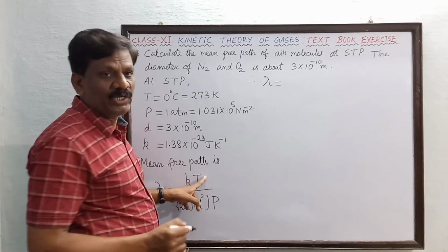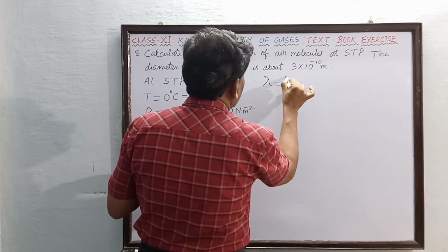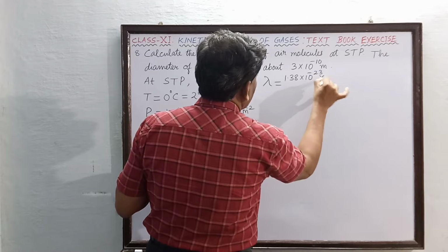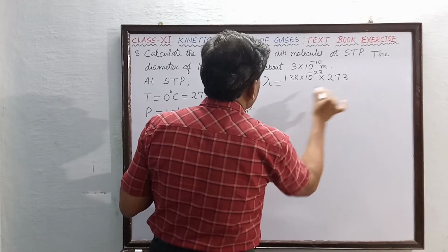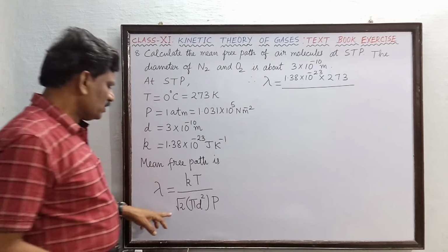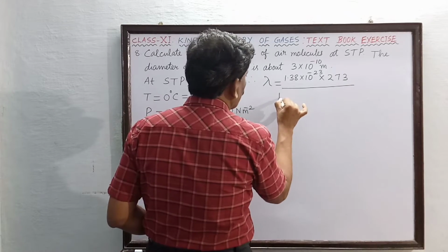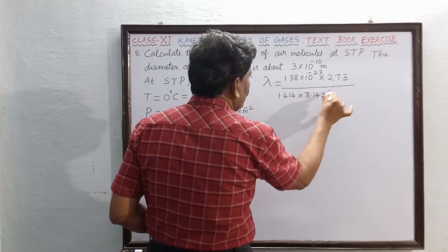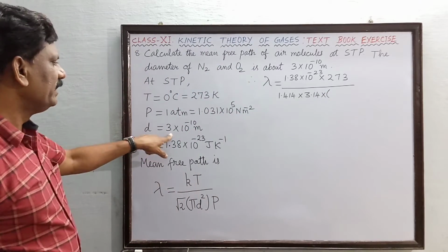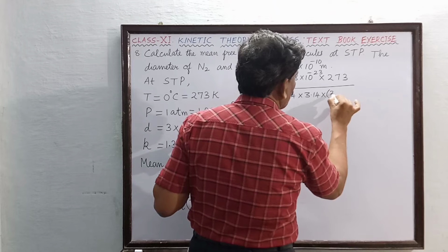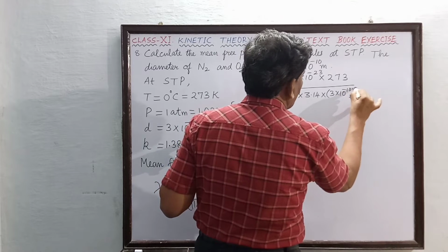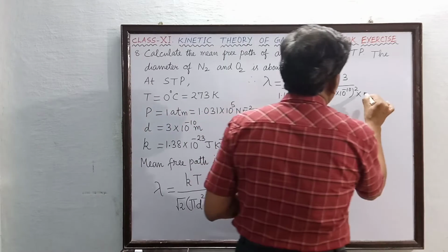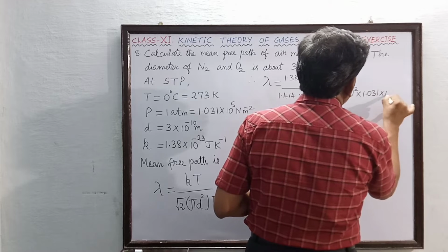So lambda is equal to kT. The k value is already written here. So 1.38 × 10^-23 into temperature 273, whole divided by square root of 2, which is 1.414, multiplied by pi, which is 3.14, into d square. Here d is 3 × 10^-10, so 3 × 10^-10 the whole square, into P, the pressure, which is 1.031 × 10^5.